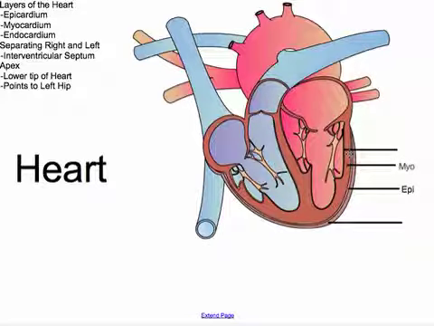The middle layer, or the myocardium, is named myocardium because it's made of muscle, that cardiac muscle tissue. And then the endocardium is made of smooth endothelial tissue that is very slick to allow blood to flow easily. And then we also have the apex of the heart, and the apex for most people is going to point to the lower left hip. For some people that have the genetic disorder situs inversus, it'll actually be flipped, and there's some complications with that, so we can discuss that in class.